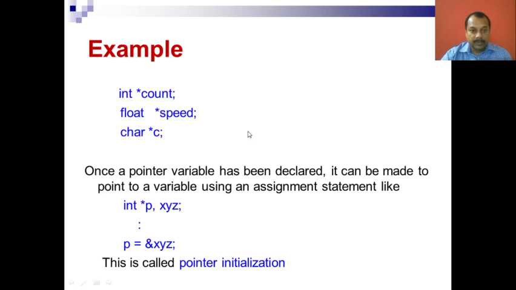Now once a pointer variable has been declared, it can be made to point to a variable using an assignment statement like &xyz. So this is called the pointer initialization.